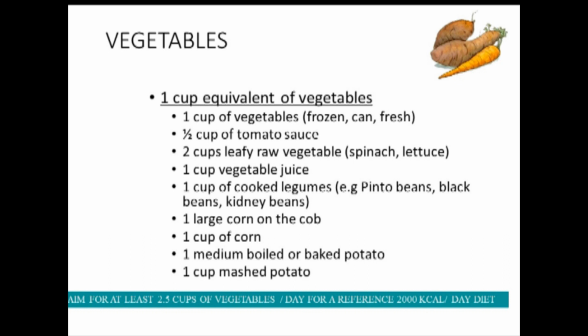And I want you to take very clear note of what one equivalent is for legumes when they're counted as a protein. 1 large corn on the cob, 1 cup of corn, 1 medium boiled or baked potato, and 1 cup of mashed potato. So you can see it's pretty straightforward. The principles are very similar. It's 1 cup basically, as a general rule, that is equivalent. 1 cup equivalent of a vegetable.